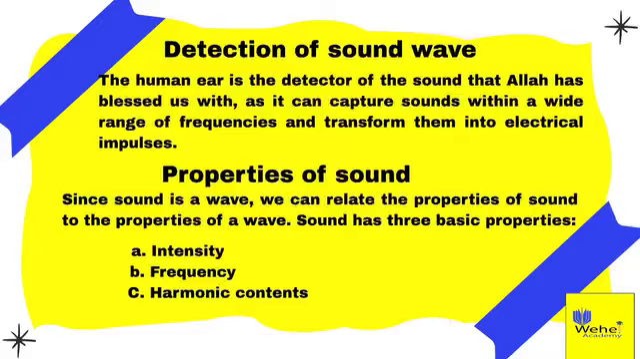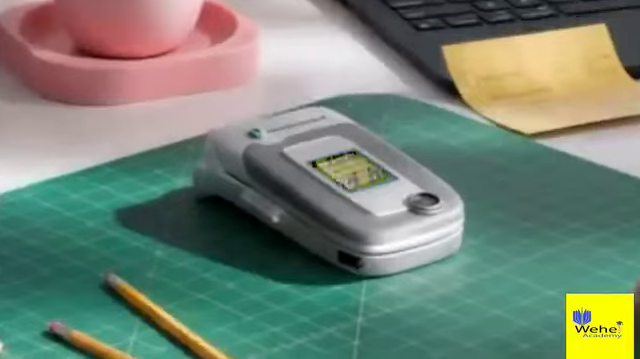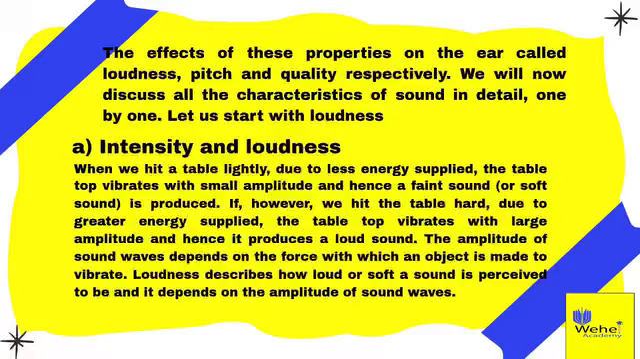Properties of sound. Since sound is a wave, we can relate the properties of sound to the properties of a wave. Sound has 3 basic properties. A. Intensity. B. Frequency. C. Harmonic contents. The effects of these properties on the ear are called loudness, pitch, and quality respectively. We will now discuss all the characteristics of sound in detail, one by one. Let us start with loudness.